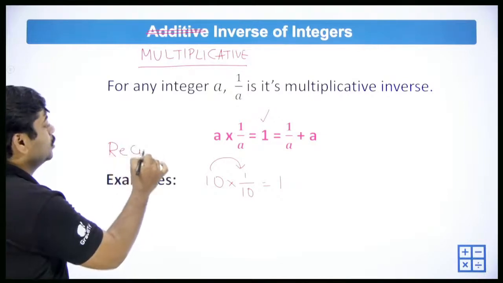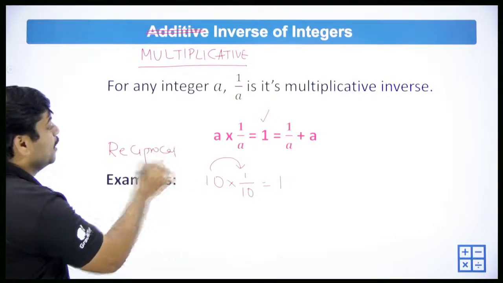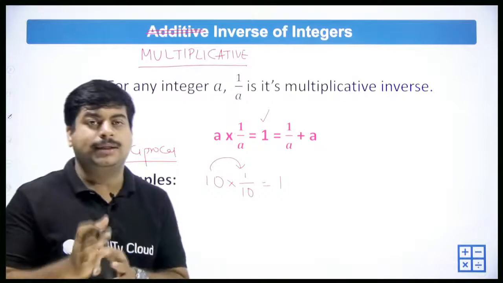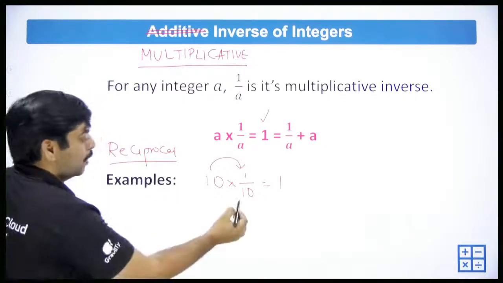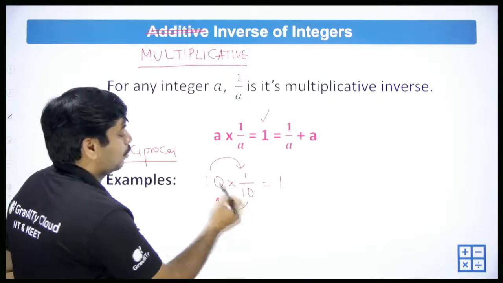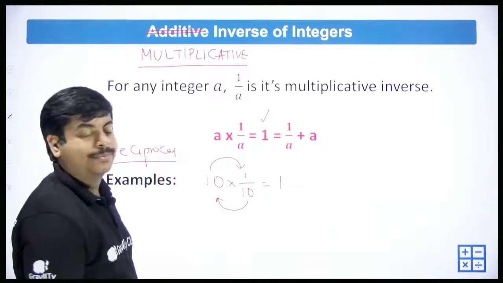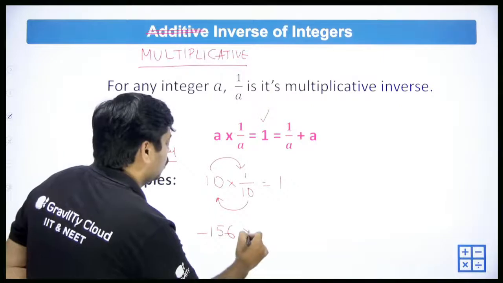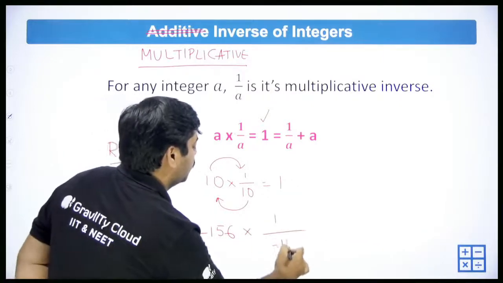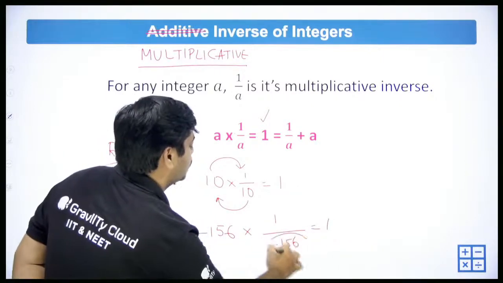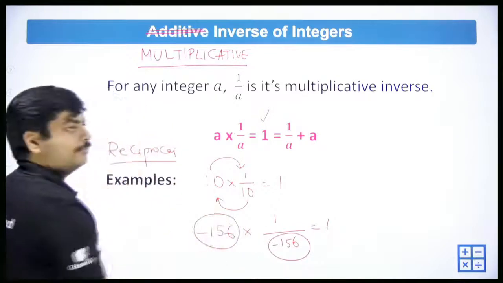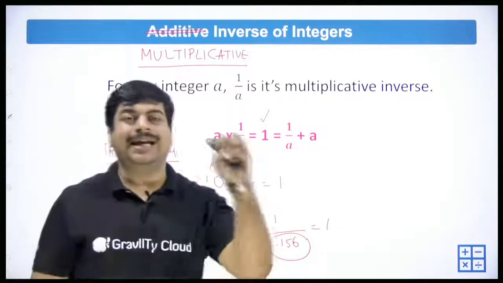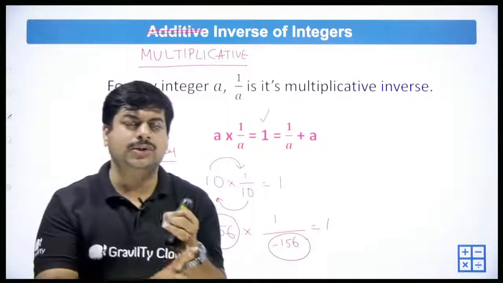The same thing is also called reciprocal. Whatever it is, the product should be 1. For the number 1 by 10, 10 is the reciprocal, or 10 is the multiplicative inverse. Minus 56 into minus 1 by 56 will give you 1. The same number should come here. Right? For a number A, 1 by A can be positive or negative.